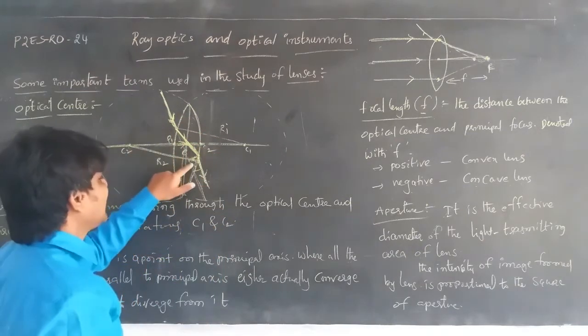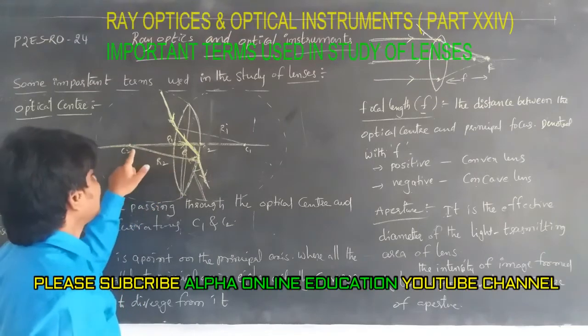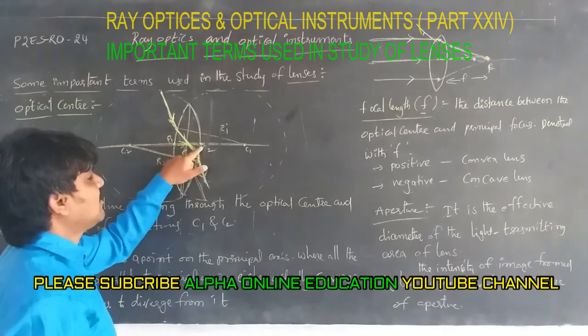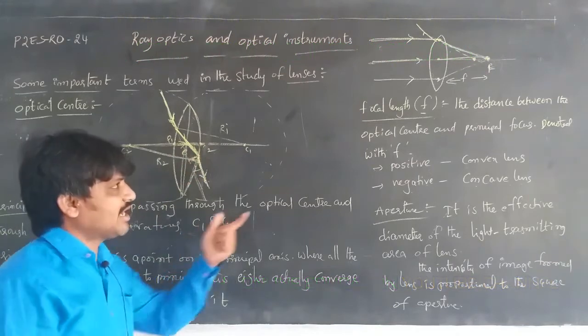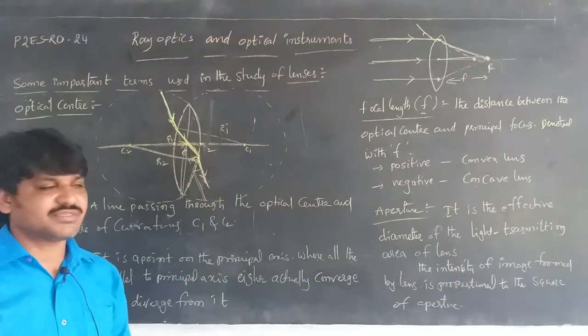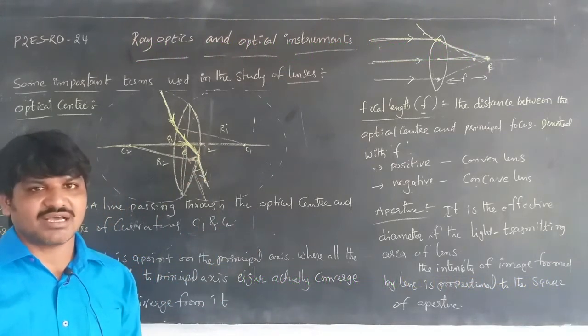So it is the radius, center and poles of the lenses. Here we have discussed the several terms which are involved in the study of lenses.